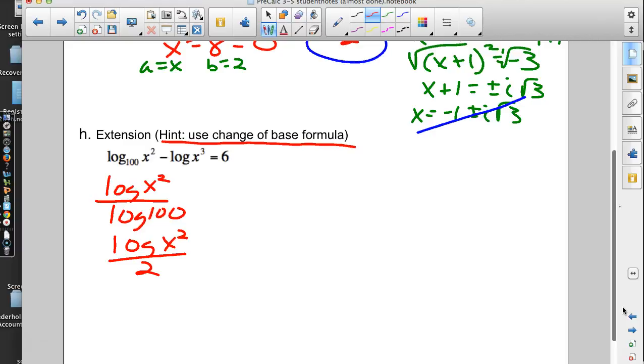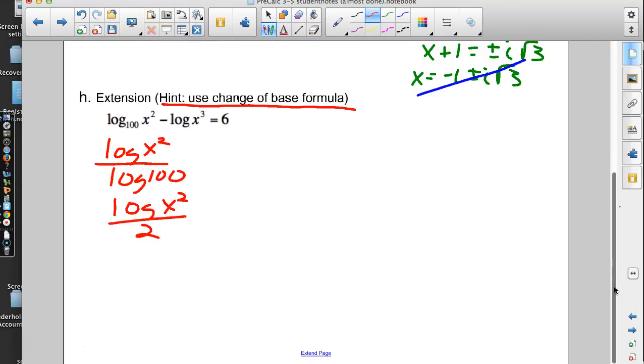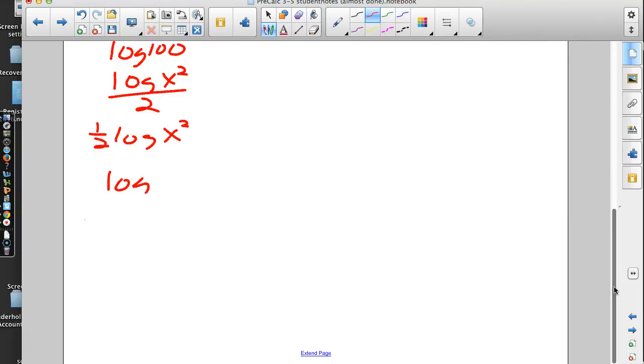Now, that's interesting because I'm thinking, dividing by 2, that's the same thing as multiplying by 1/2. And since this is a logarithm, where's that 1/2 really coming from? The power. When it's a power to a power, don't we just multiply?